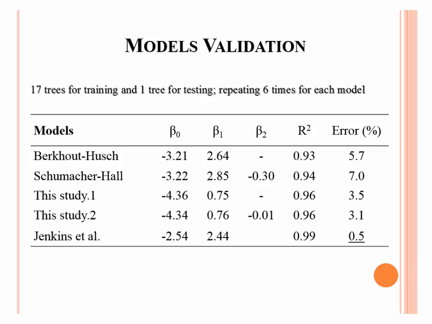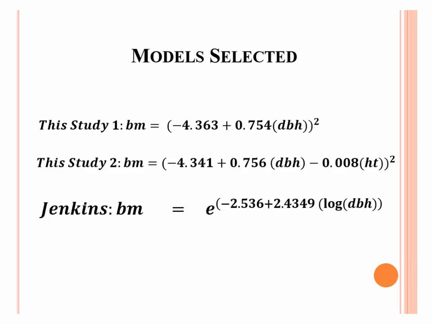We have very low error with the models we developed, diameter-based and diameter-height. But surprisingly, Jenkins had the lowest error in the estimate. That means Jenkins is doing a very good job. That's why we decided to select 3 models: diameter, diameter and height, and Jenkins.